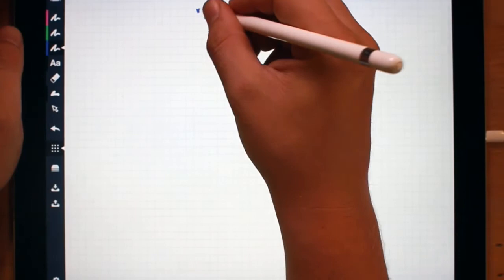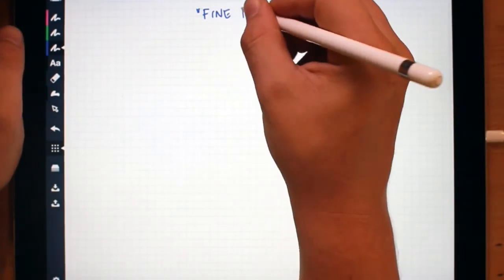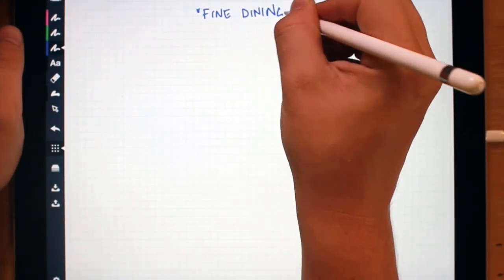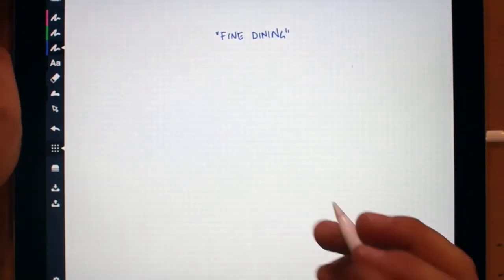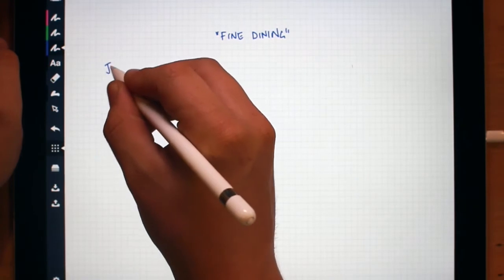Okay, so we're going to pick up an example of fine dining. And fine dining, I think, is an example that you could run in your tute very easily with very little preparation. Okay, so first we'll look at journey maps.